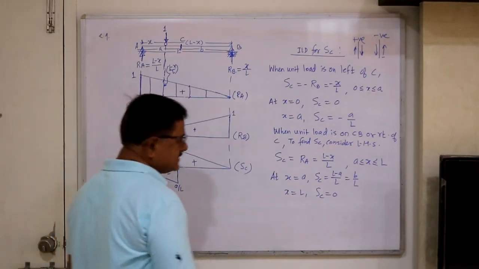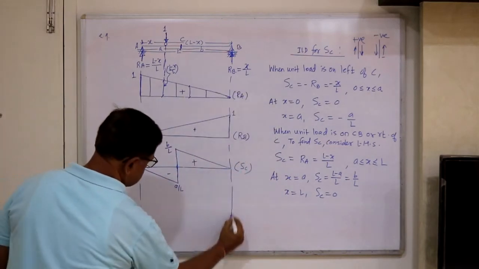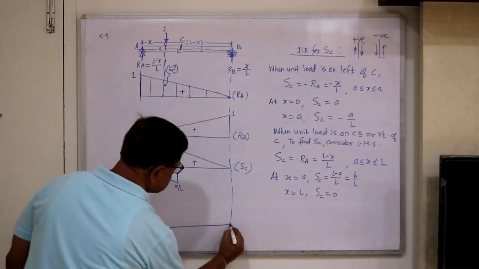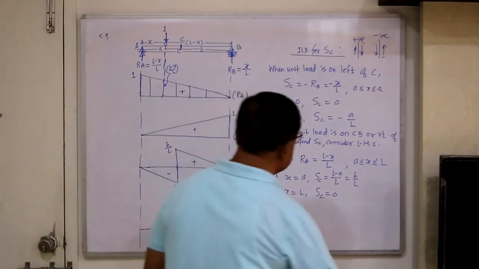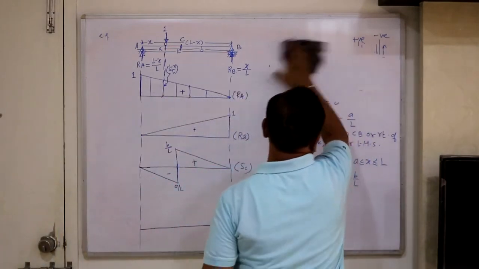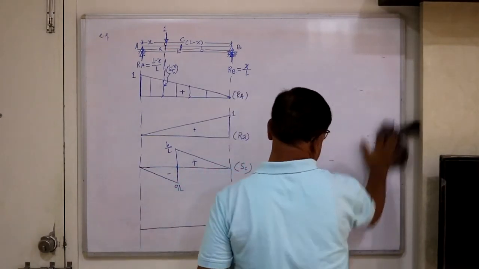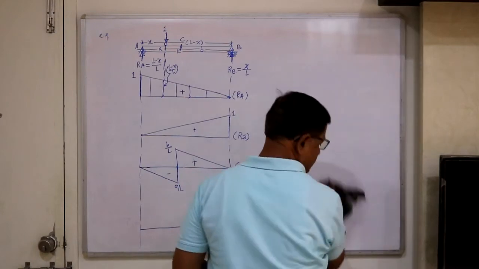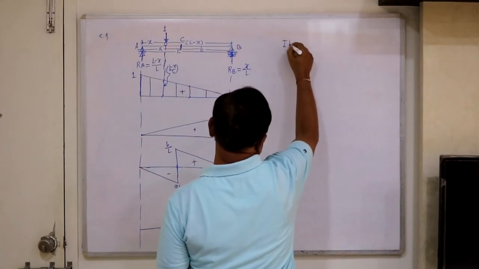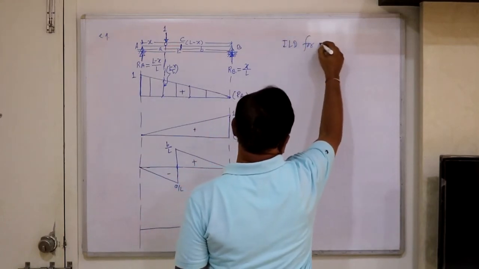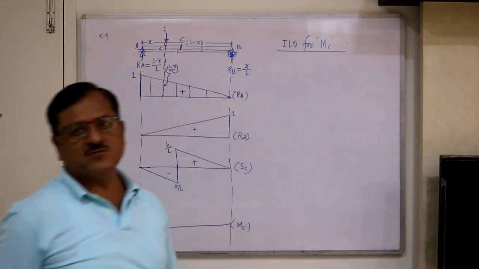Now next, let's consider bending moment. ILD for bending moment at C. So this is the reference line. Now to construct the influence line diagram for bending moment at C, again for various positions of unit load we have to find out the bending moment at various sections. So ILD for bending moment at C, MC.